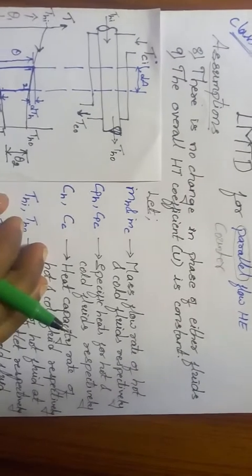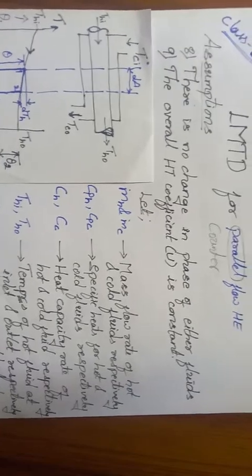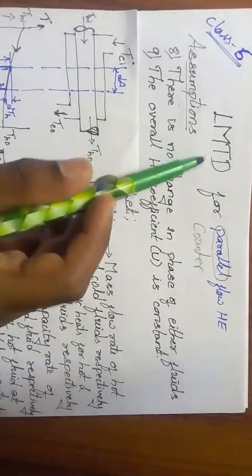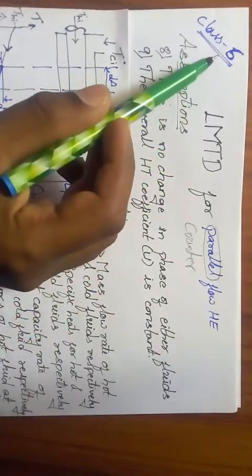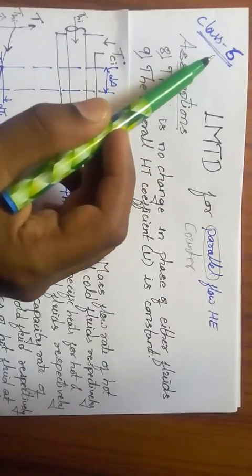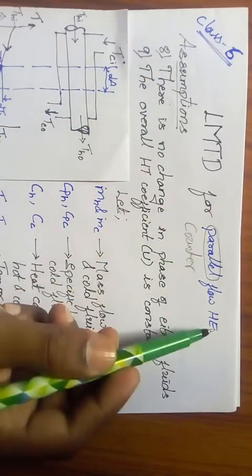The material you are seeing here is what we studied in class number 5. In class 5, we studied LMTD for the parallel flow heat exchanger. Now in this class 6, I'll mention the changes you need to make in order to get the LMTD of the counter flow heat exchanger.